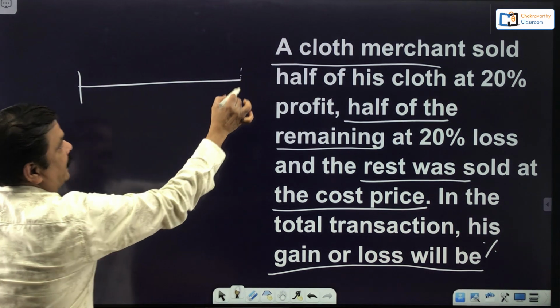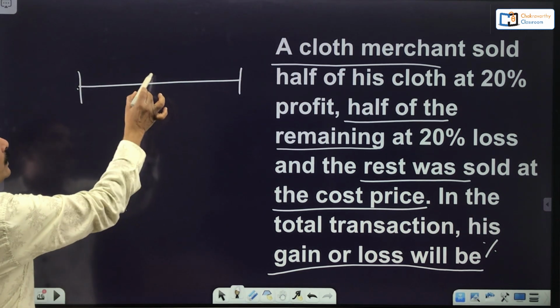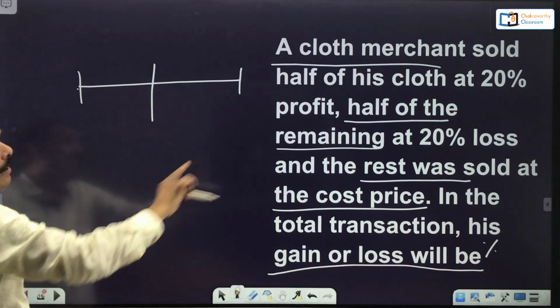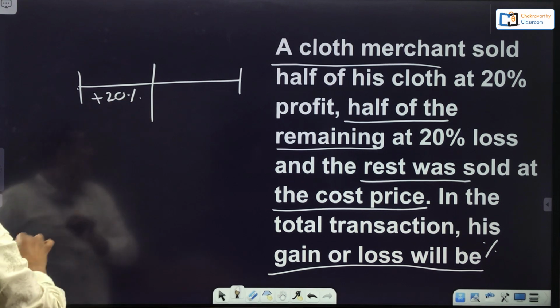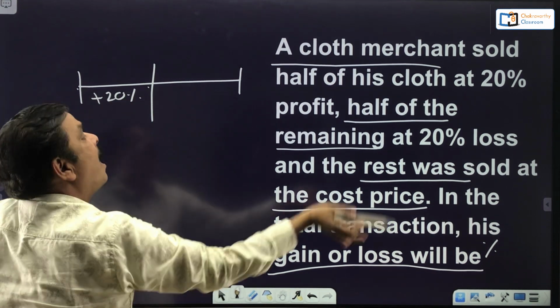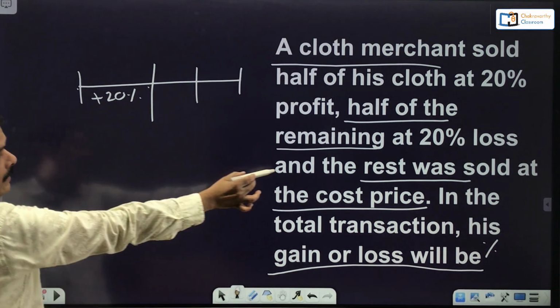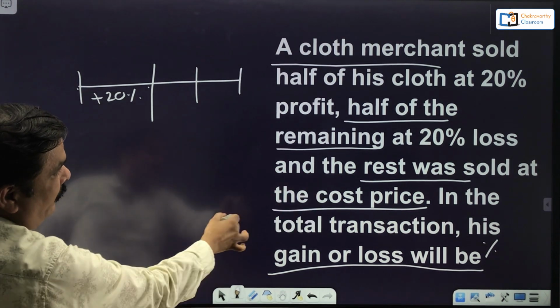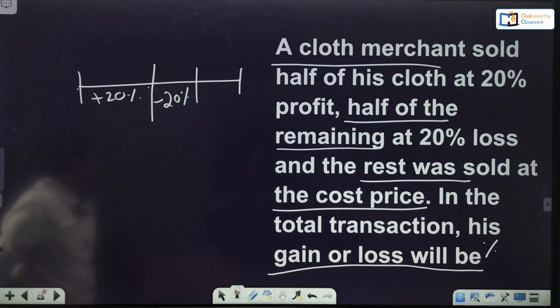This is the whole transaction, the whole consignment. From this whole consignment, he sold half at a 20% profit. Then, of the remaining half of the consignment, he sold half of the remaining at 20% loss, and the rest at cost price. This is 20% loss.